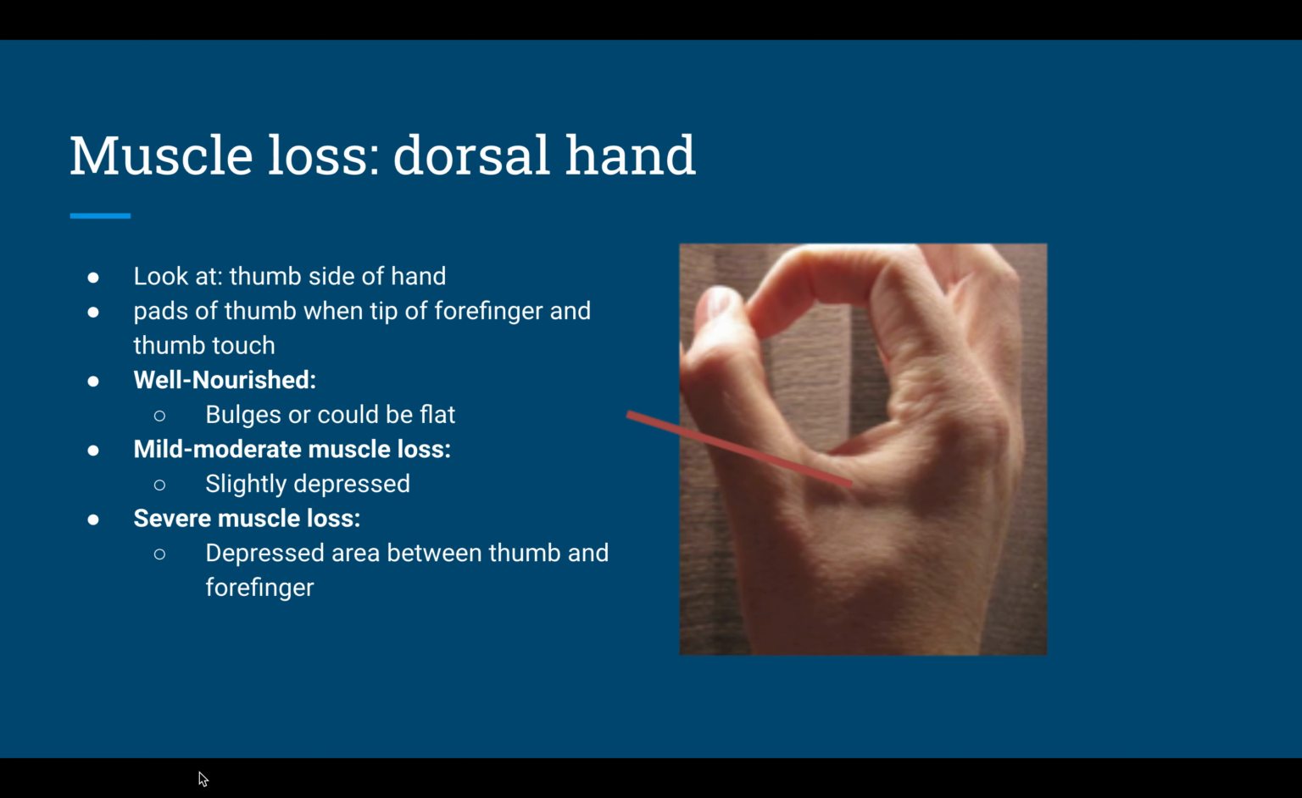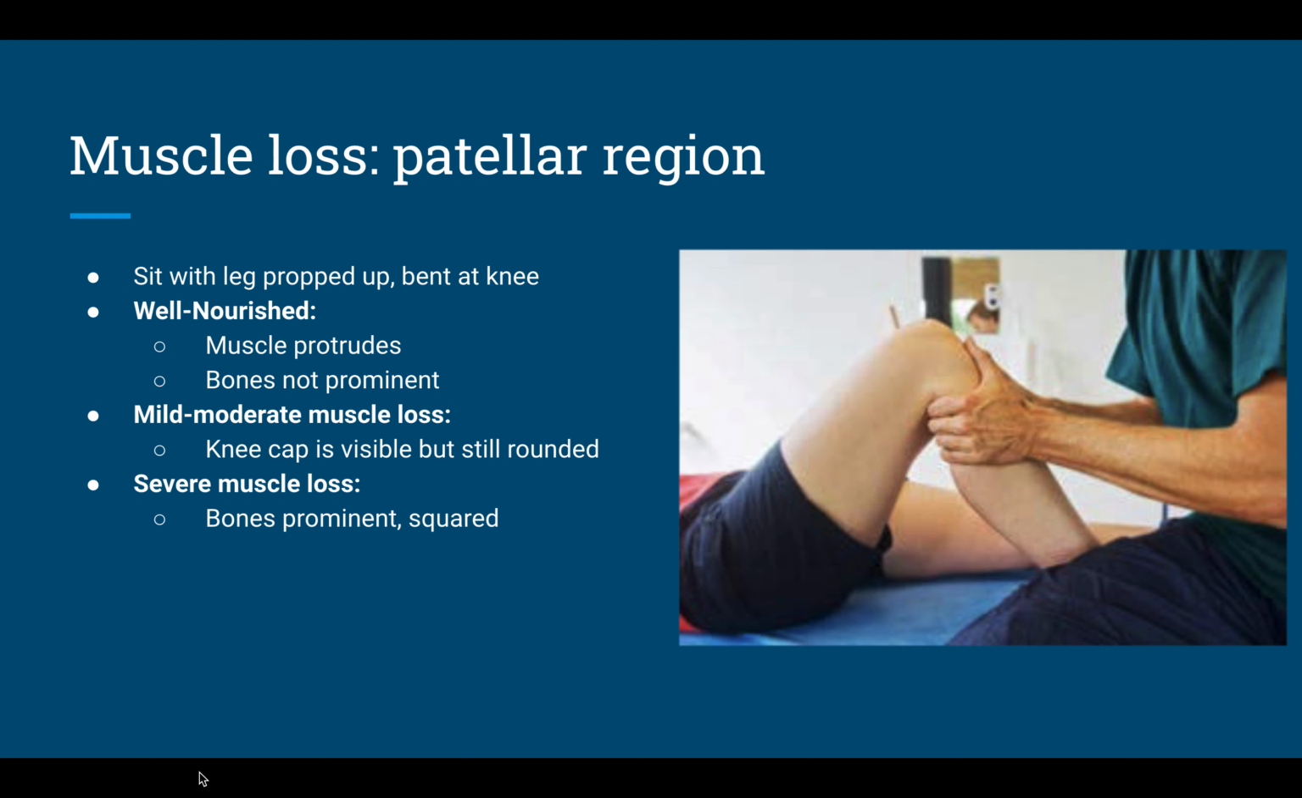Let's talk about the dorsal hand. If you ask them to do an okay sign, you're going to see that in a well-nourished patient it bulges or is flat, but you don't see a depression there. For mild to moderate muscle loss, you're going to see a slight depression, and with severe loss, you're going to see a depressed area between the thumb and the forefinger.